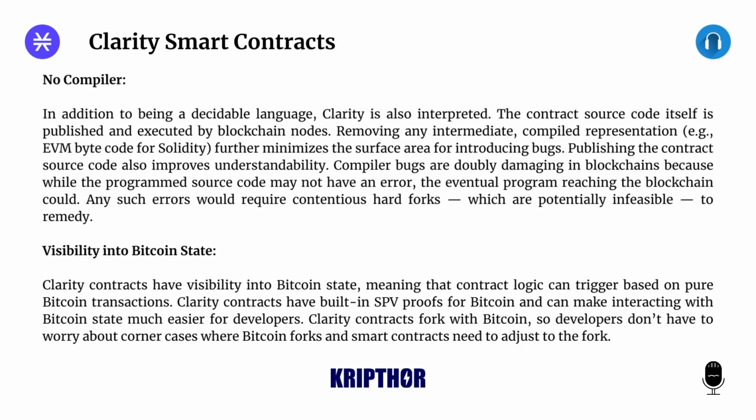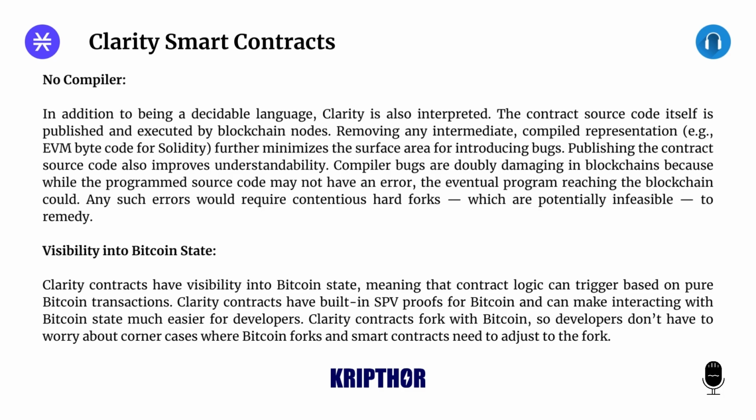No compiler. In addition to being a decidable language, Clarity is also interpreted. The contract source code itself is published and executed by blockchain nodes. Removing any intermediate, compiled representation, for example EVM bytecode for Solidity, further minimizes the surface area for introducing bugs. Publishing the contract source code also improves understandability.